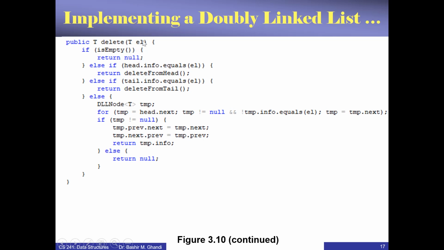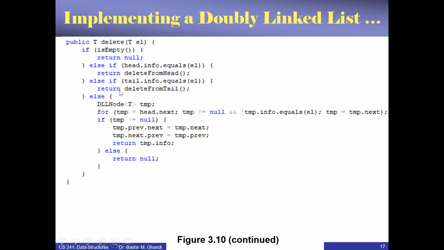Second case is the target could be in the first node. How do we know that? By saying if head.info equals our target. If that is the case, it means we want to delete the first node, and we already have a method that can do that, which is delete from head. So just return the result of calling delete from head. Similarly, if the target is in the last node, just return the result of calling delete from tail.